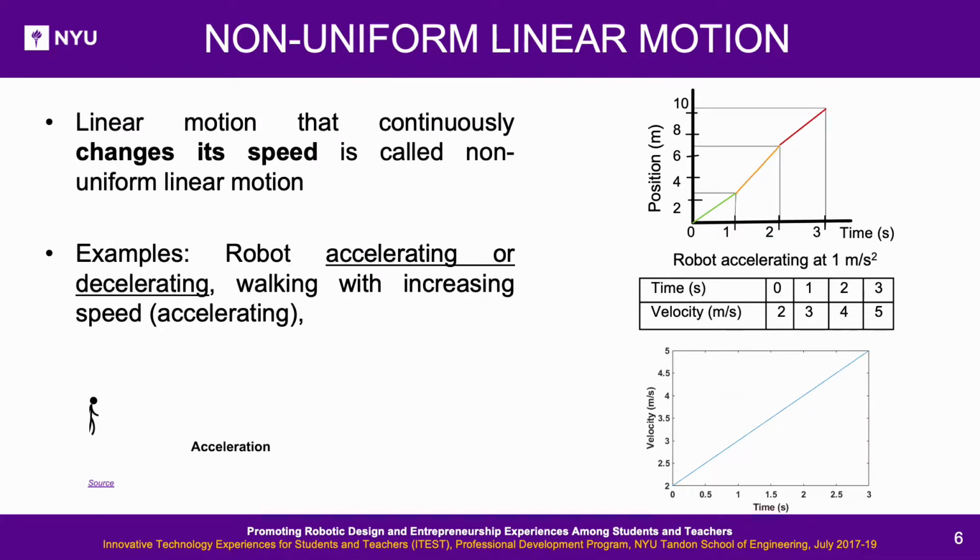Non-uniform linear motion. In non-uniform linear motion, the distance covered in time interval is not the same, that is, the speed either increases, object accelerates, or decreases, object decelerates. For example, a person walking faster as the time passes. It can be observed from the position time plot that the change in position is different for each time interval: 2.5 meters for the first second, 3.5 meters in the next second, and 4.5 meters in the last second. It can also be observed from the velocity time plot that the velocity increases constantly, accelerating at 1 meter per second square.